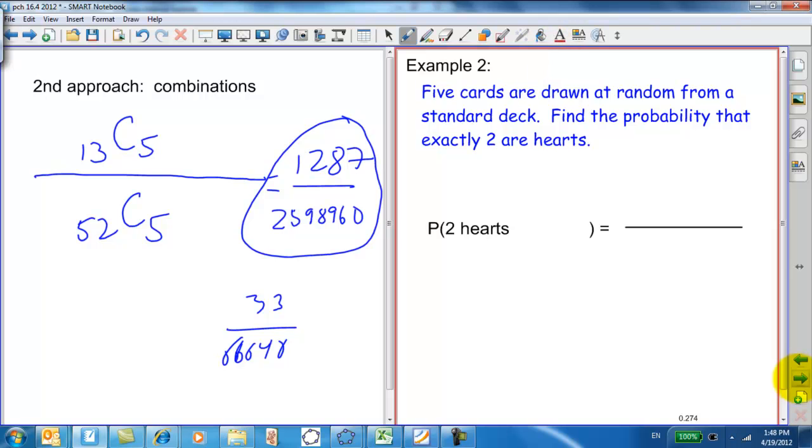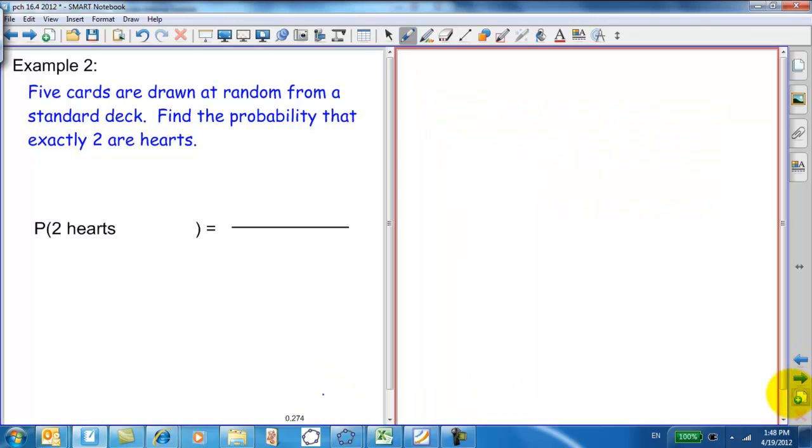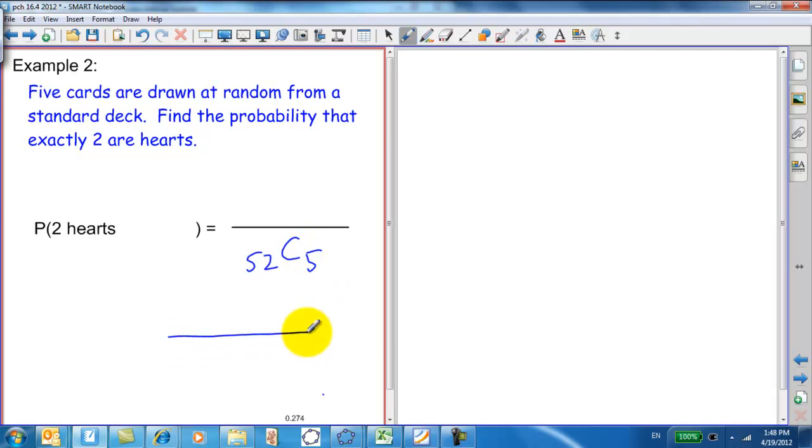Example 2. Five cards are drawn at random from a standard deck. Find the probability that exactly 2 are hearts. Now, this is where students make a lot of mistakes. They figure, okay, you're drawing out 5 cards again, so it's 52C5. And that's 2,598,960. And you can see how it's going to be impossible to list all those and pick out the ones where you have exactly 2 hearts.